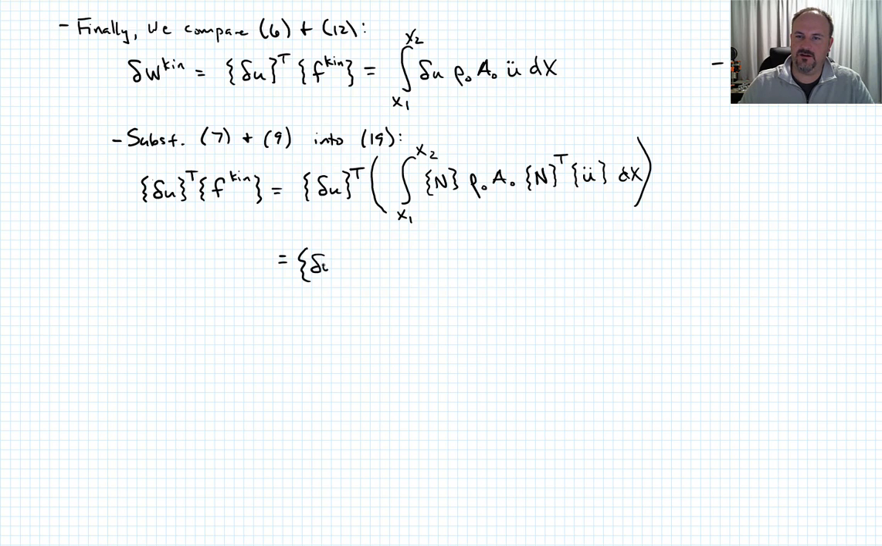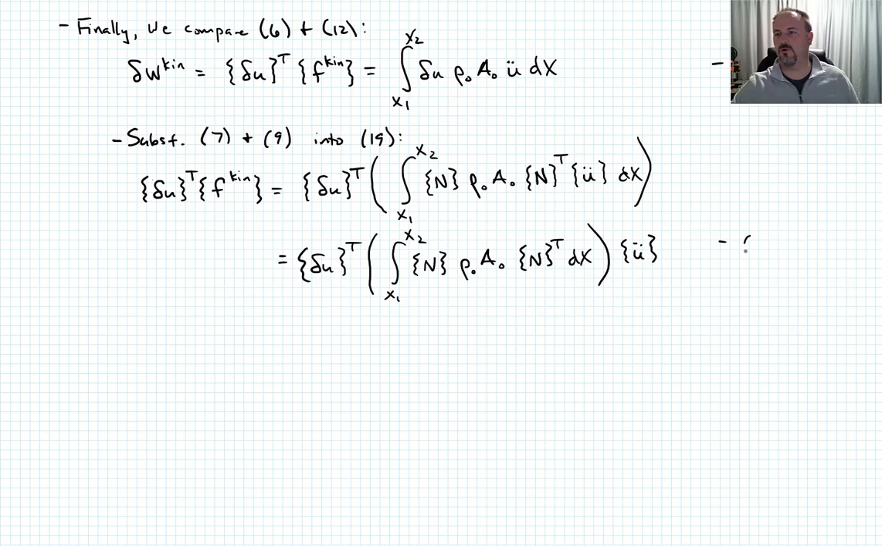So we have then that delta U transpose times this integral term, x1 to x2 of N rho naught a naught times N transpose dx, is going to be equal to times U double dot. Let's call that equation 20.